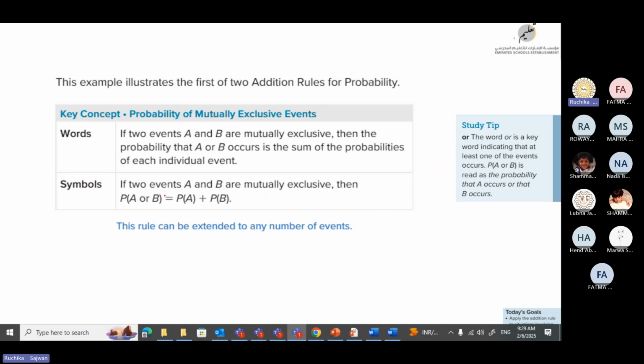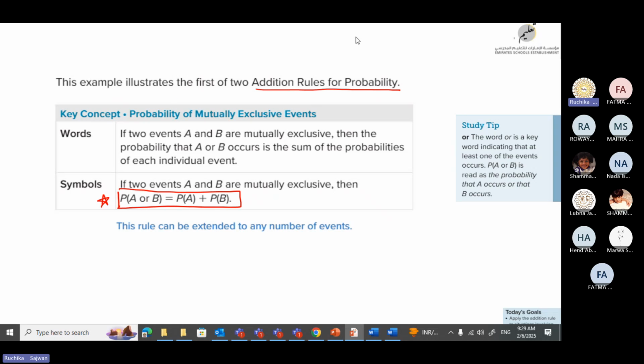Now I will give you the rule for probability. You will write this in your notebook. I hope everybody has their notebook handy. This is a very important formula. That's why I put that red star. It will come in your exam for sure. One question from mutually exclusive.